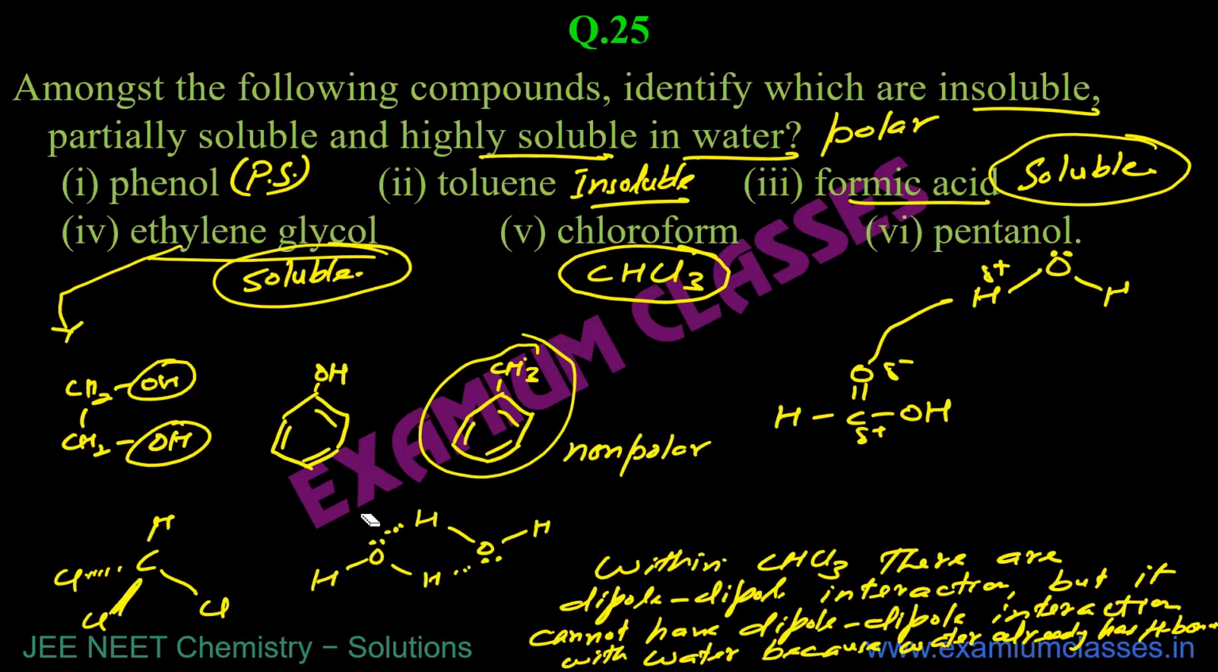So first of all, there is hydrogen bonding in water, which is not present when we mix chloroform with water. So hydrogen bonding is not there between chloroform molecule and water. Moreover, there is dipole-dipole interaction in chloroform, but this dipole-dipole interaction cannot exist between the chloroform and water molecule because water molecules are attached with one another with hydrogen bonding. So they are not free. So chloroform is actually insoluble in water.